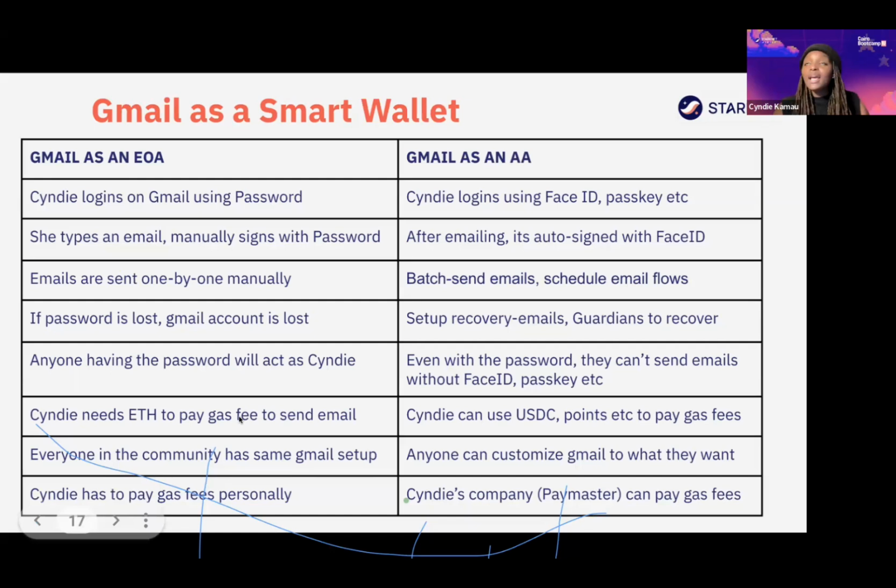And this is something because I don't know if you guys have ever been in a situation where you want to send money to someone, but you now have to start looking for ETH to pay for gas fees, right? But in smart accounts, you use any other token that you want to use. Okay, you can use USDC, you can use all these other things.